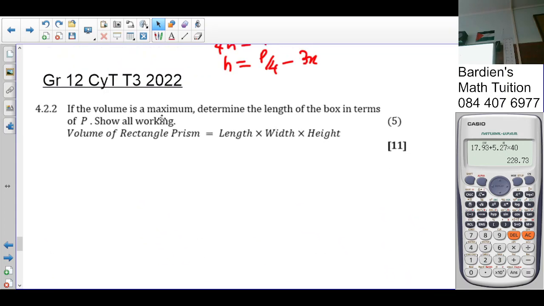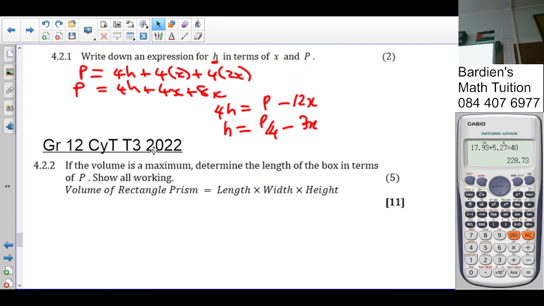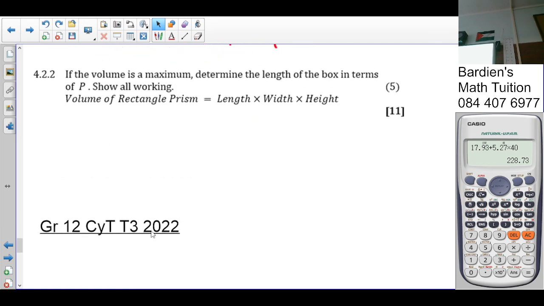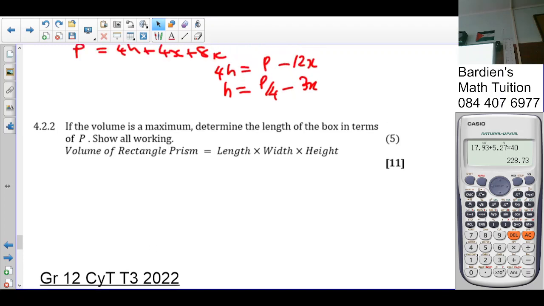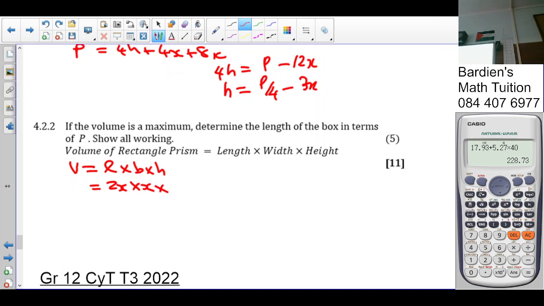The next question says, if the volume is a maximum, how do you calculate the volume of a box? Volume is equal to length times breadth times height. What's my length? 2x. What's my breadth? x. What's my height? p over 4 minus 3x. You all agree with that? So that's your volume, which simplifies into 2x squared times p over 4, which is 1 over 2 px squared. Not so? Minus 2x squared times 3x is going to give you 6x cubed.